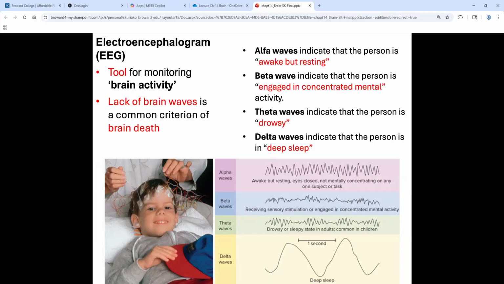Electroencephalogram is a tool for monitoring brain activity. So this is an EEG, and you have different waves, alpha wave, beta wave. Alpha is you're awake but resting. This is what it looks like. Beta means you're engaged in a concentrated mental activity. Theta means you're drowsy, and delta means you're in deep sleep.